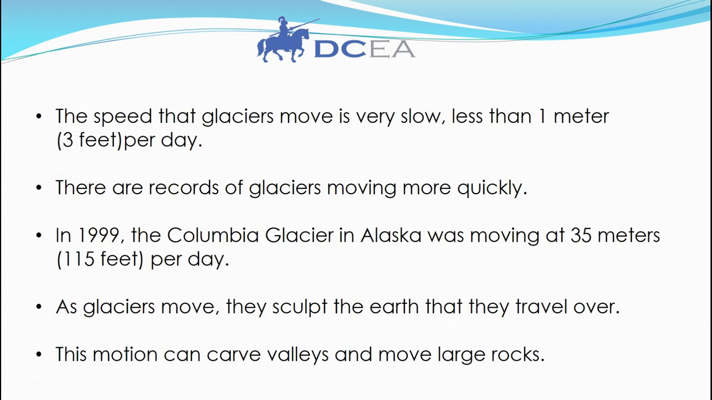The speed that glaciers move is very slow, less than 1 meter or 3 feet per day. There are, however, records of glaciers moving more quickly. In 1999, the Columbia Glacier in Alaska was clocked moving at 35 meters or 115 feet per day. As glaciers move, they sculpt the earth that they travel over. This motion can carve valleys and move large rocks. The glacier will have soil and dirt in it. Remember back to when we talked about how salt gets into the ocean? This is part of the process.